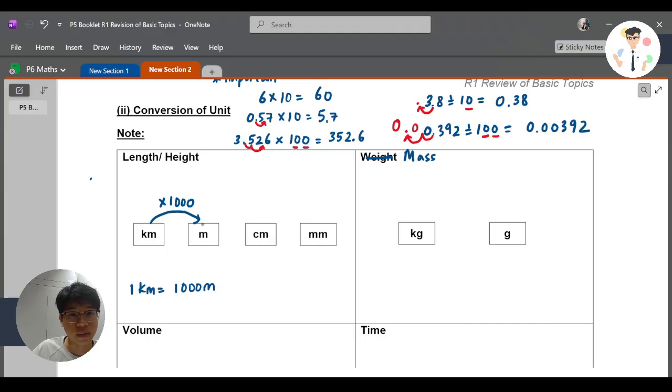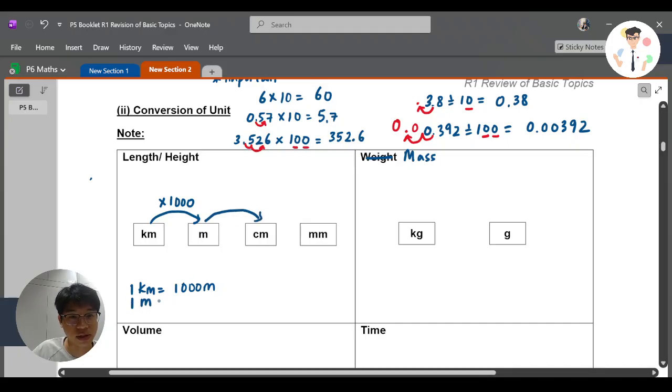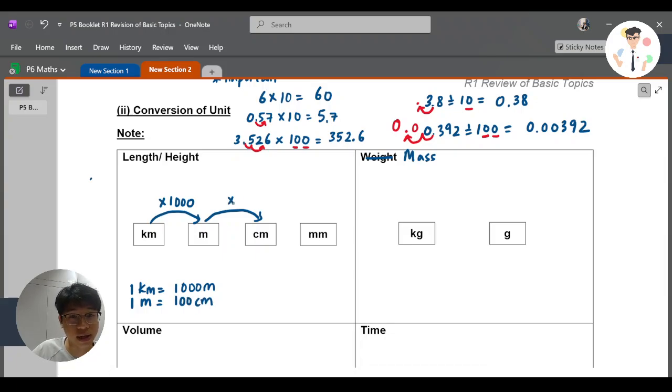Now 1 meter, if you want to convert into cm, again, 1 meter is equal to 100 cm. So you are supposed to multiply by 100. Next, 1 cm is equal to how many millimeter, or mm? 1 cm is equal to 10 mm. So you need to times 10. And when these go backwards, it will all be divide. So can you see here? Divide and divide.